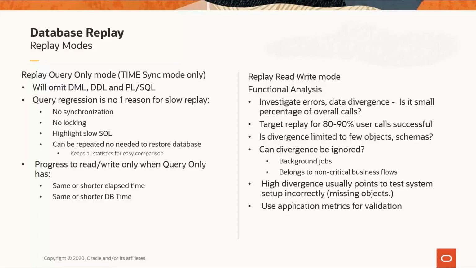Keep in mind that query regression is the number one reason for slow replay. If you select query only mode, there's going to be no synchronization, no locking. It would highlight slow SQL, and this can be repeated, and there is no need to restore the database because you are not modifying any data in the test system, and it will keep all statistics for easy comparison.